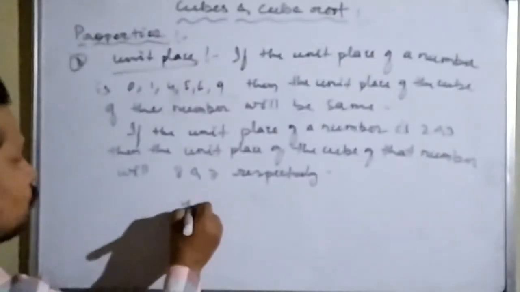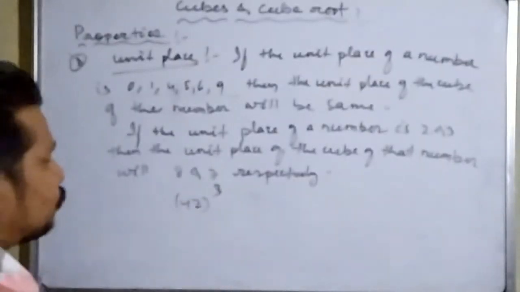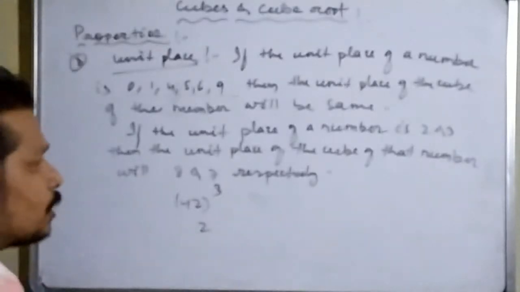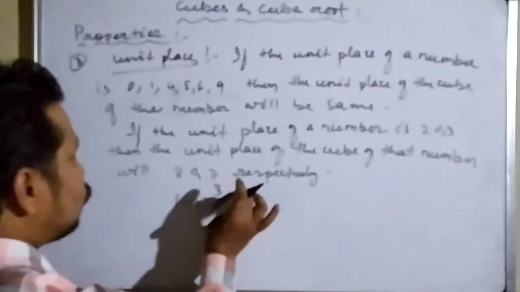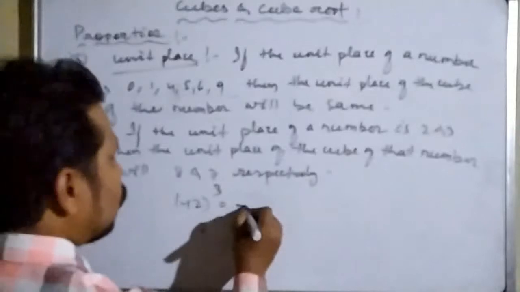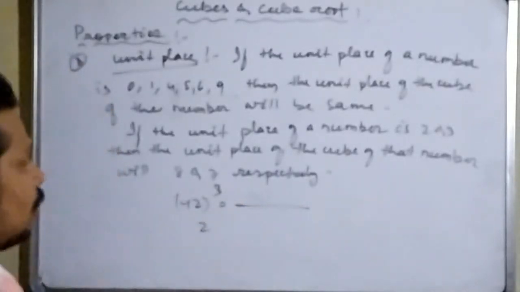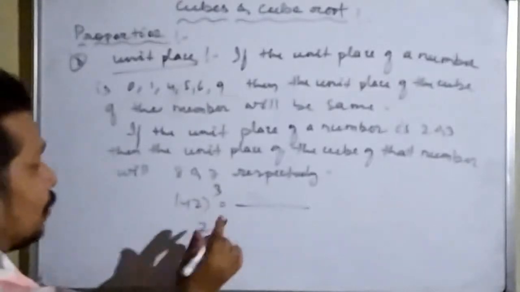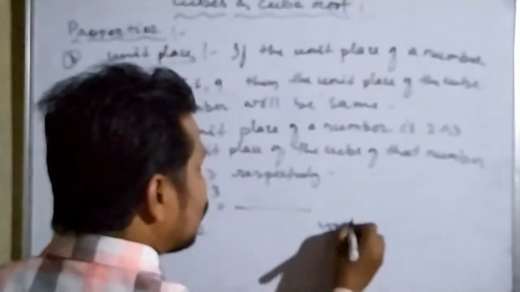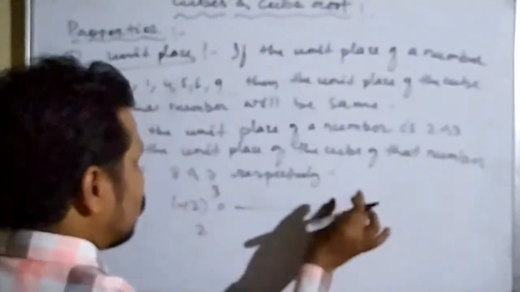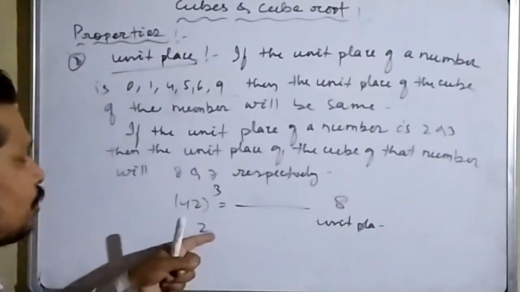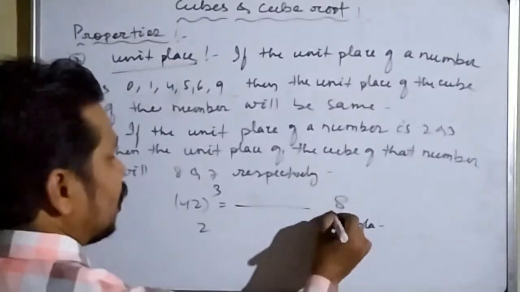Suppose we want to find the cube of 42. So here the unit place is how much? 2. The unit place is 2. So the cube of this number, 42 to the power 3, we don't know what the answer is. But what will be the unit place? 2 cube equals 8. So the unit place will be 8.